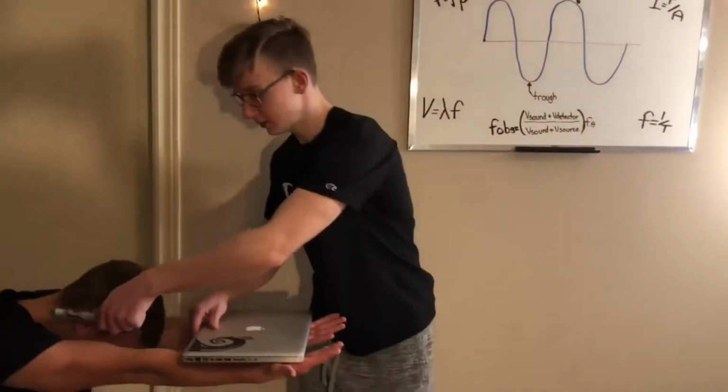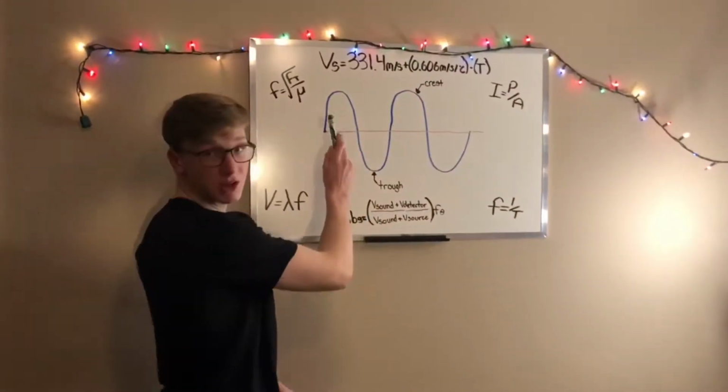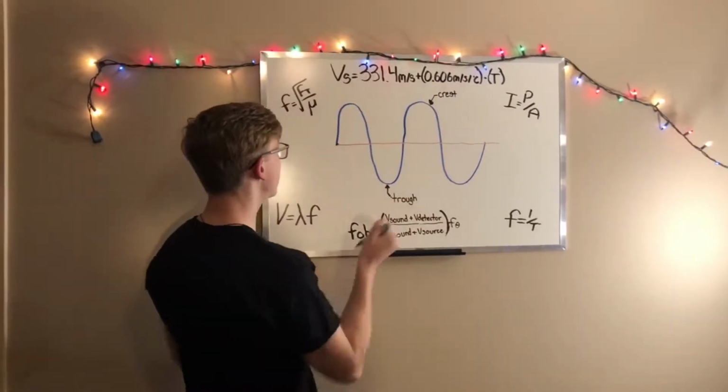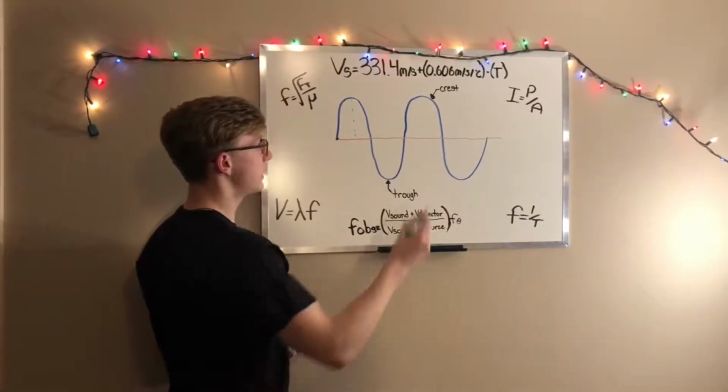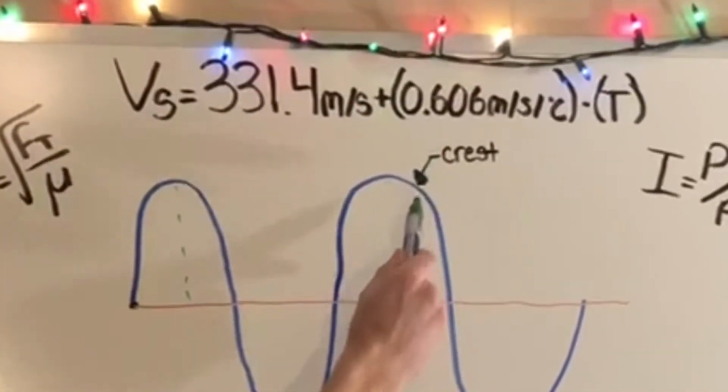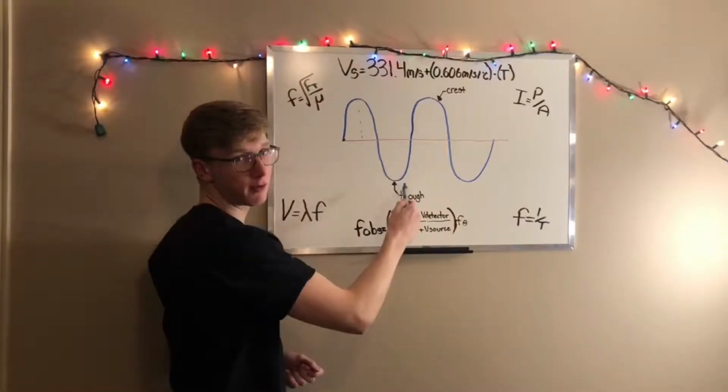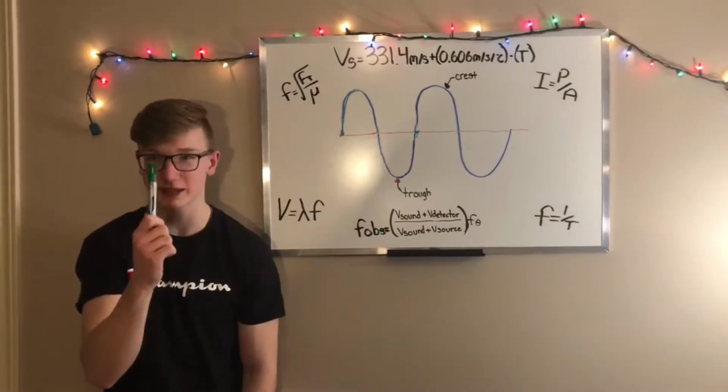Thank you. Alright, so this red line right here is the equilibrium point. The farthest away that a wave can get from the equilibrium point is called the amplitude. And the highest point of the wave is called the crest, and the lowest point is called the trough. Alright, I'm going to pass this to Dante now.